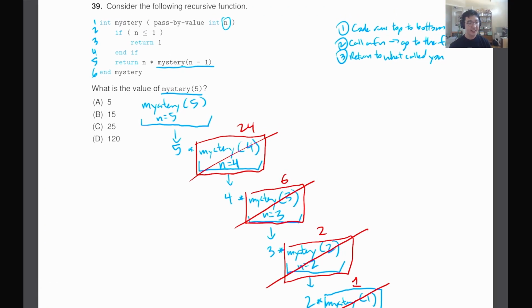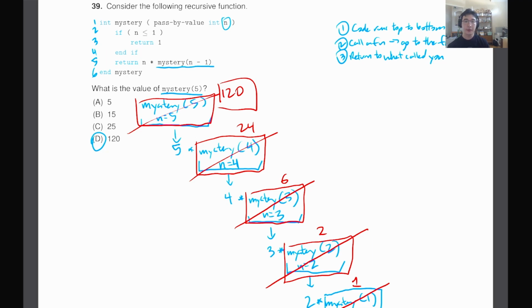Now we're once again inside the mystery 5 call on line 5, and it says return 5 times mystery 4. We calculated mystery 4 is 24. So we do 5 times 24, which is 120. And we're going to return that to what called it. So mystery 5 is now 120. And it asks, what is the value of mystery 5? Well, we just computed that. It is 120.